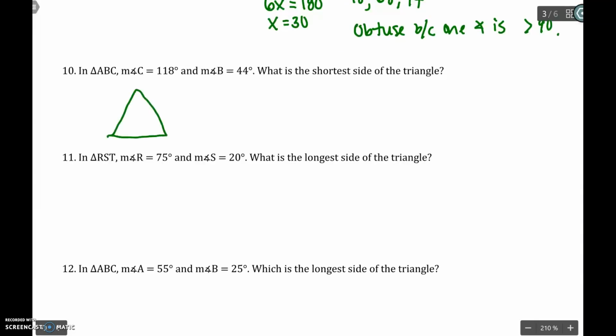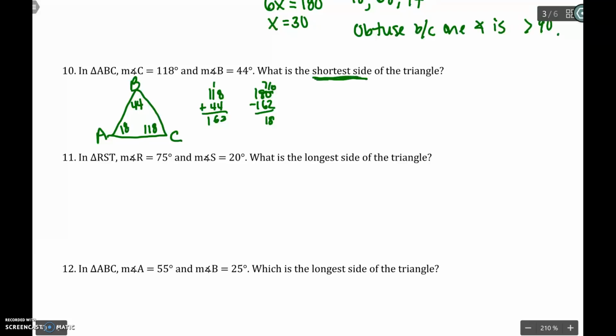So we have a triangle ABC. It really doesn't matter how you label the corners. This is just for reference. C is going to be 118 degrees, even though my picture doesn't look it. B would be 44. And in order to know which side's the shortest, we need to know what the third angle is. So just like the others, we're going to add the two that we know about, and then subtract from 180. And get 18 degrees for our third angle.